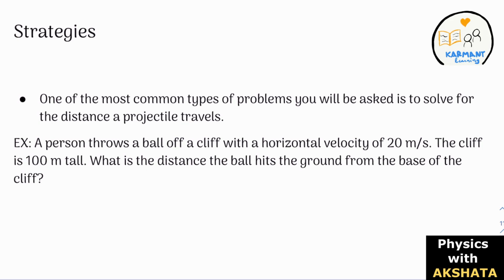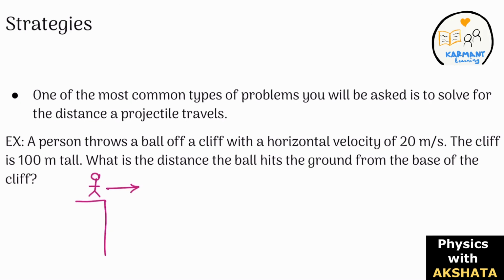So now we're going to go over a basic practice problem. One of the most common types of problems you're going to see is to solve for a distance that a projectile travels. So the example included here involves a person that, once again, throws a ball off a cliff with a horizontal velocity of 20 meters per second. So here's the ball. And the cliff is 100 meters tall. So what's the distance the ball hits the ground from the base of the cliff?